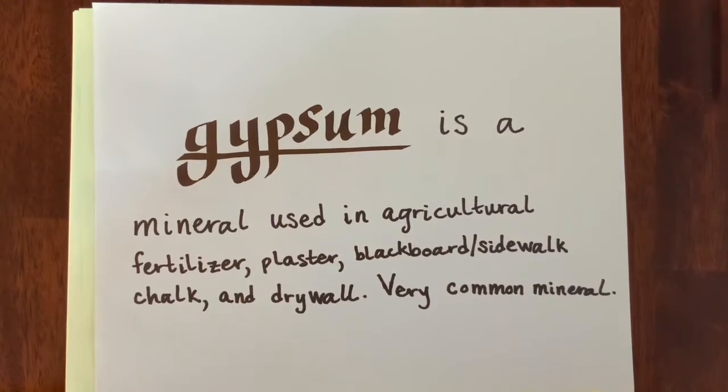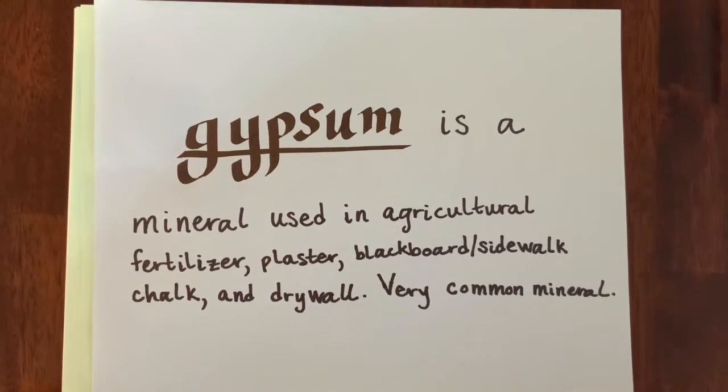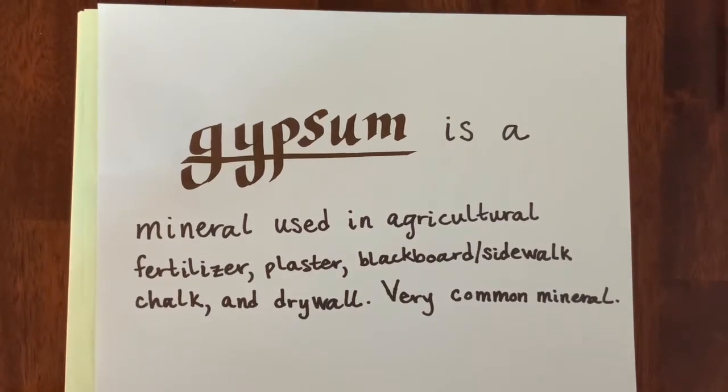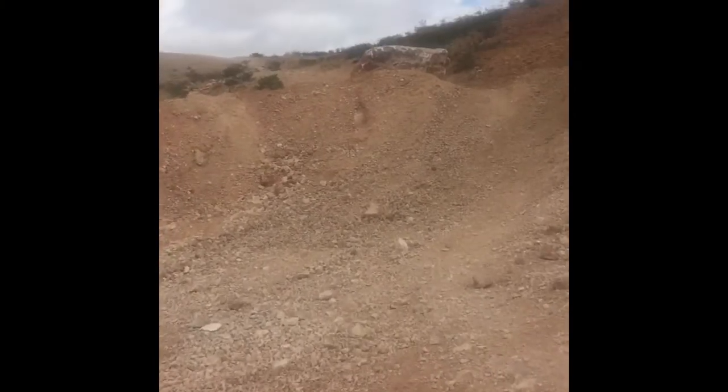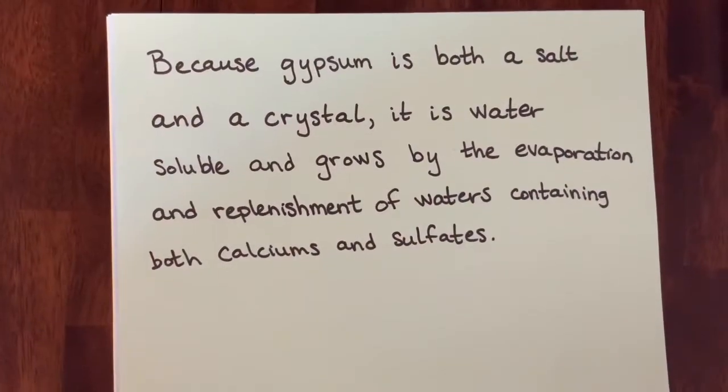Gypsum is a mineral used in agricultural fertilizer, plaster, blackboard or sidewalk chalk, and drywall. It happens to be a very common mineral. Gypsum is found in sedimentary rock. It's a common mineral and has been found in ancient pyramids. It was originally named by the ancient Greeks and to a certain extent is naturally fire retardant. This is one of the many reasons why it's useful in drywall. It's naturally fire retardant to any fires that may occur inside of a home.